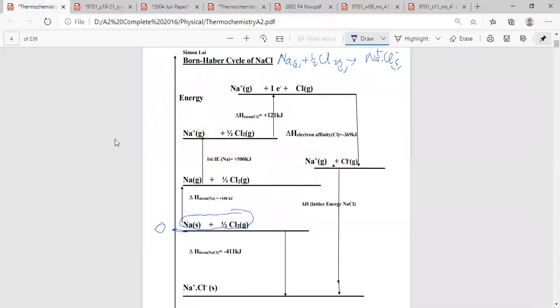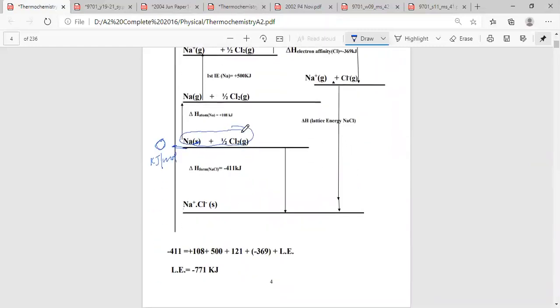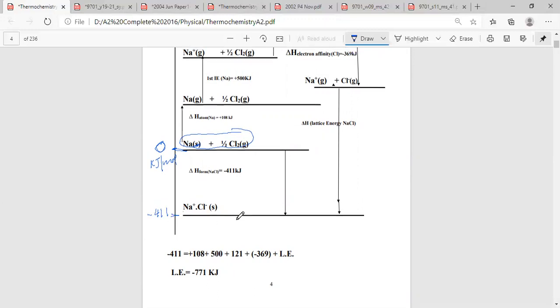So here I can say, since sodium is an element and chlorine is an element, and of course it's RTP. How do you know it's RTP? Because of the states, solid and gas. So this is 0 kilojoules per mole. So if you want to put a value on the axis from here to here, it is minus 411. Sometimes they actually give you the value, so you have to calculate it out.